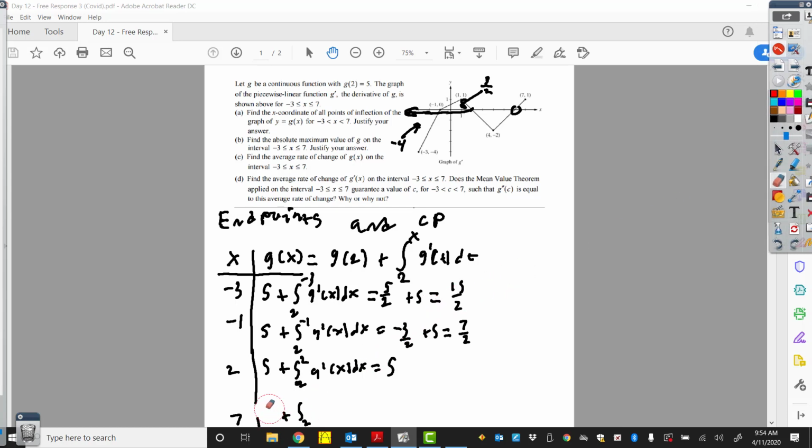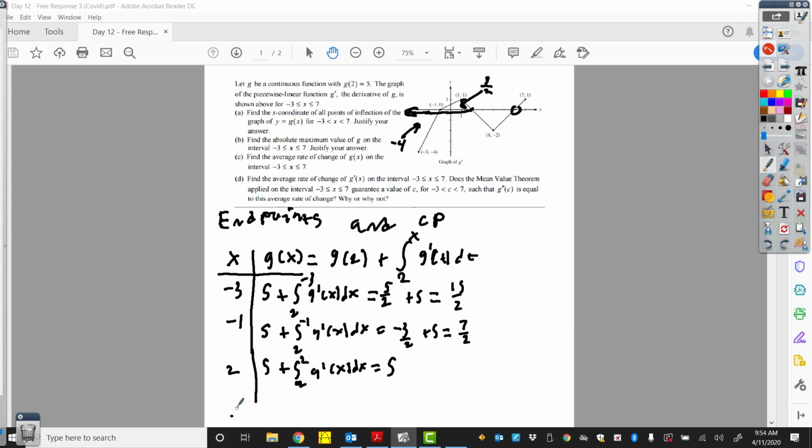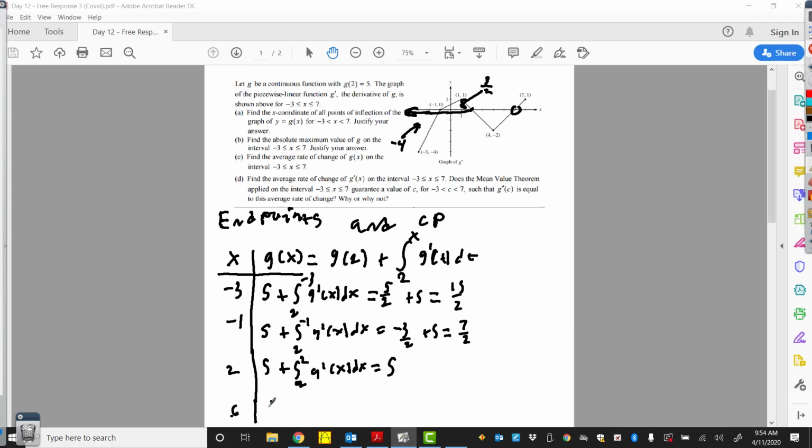Forgot one at -6, or +6. Let's do that one first. 6: 5 plus the integral from 2 to 6 of g prime of x dx. That's 5 plus, from 2 to 6, just a triangle going underneath the graph. So 1, 2, 3, 4 with the 4. Height of -2, so that's -8 times 1/2 is -4. So plus -4, which equals 1.